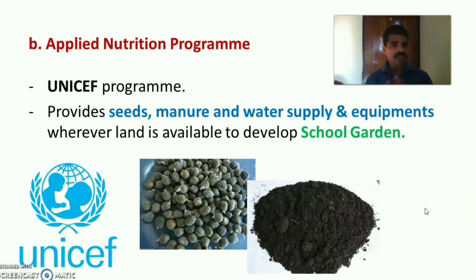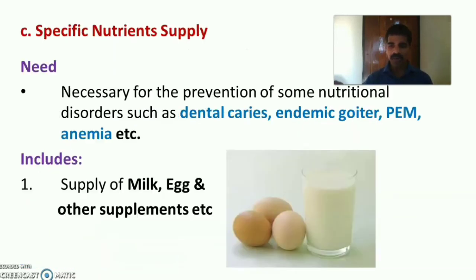The second program is the Applied Nutrition Program. It is a part of the UNICEF program. In this program, seeds, manure, water supply and other necessary equipment are provided, wherever land is available in the school, to develop the school garden. That is the Applied Nutrition Program.